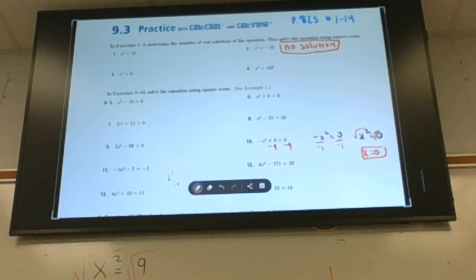Wait, number 2 is no solution? Right. Any idea why? It's negative. You can't square root a negative. 6 squared would be positive 36. Negative 6 squared would be positive 36. That situation does not exist. Makes number 11 also no solution. Right, there are some tricks in here. I'm seeing that. A lot of zeros.